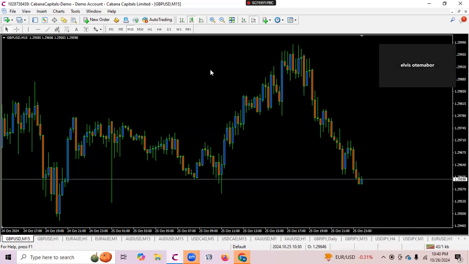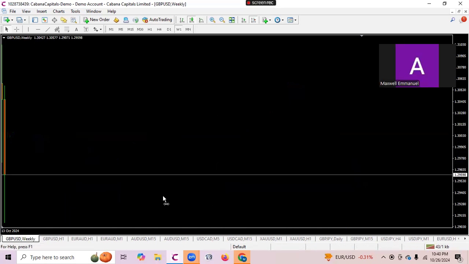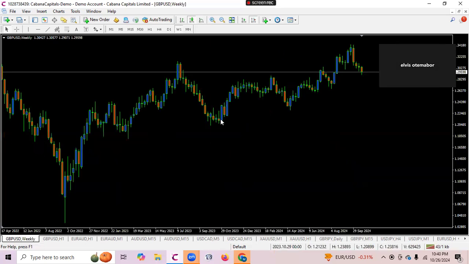So we'll start with the weekly time frame. Why do we start with the weekly time frame? We need to know the trend for the week. And whatever trade we're going to execute on the lower time frame must be in agreement with the higher time frame trend. Okay. So let's start with the weekly.